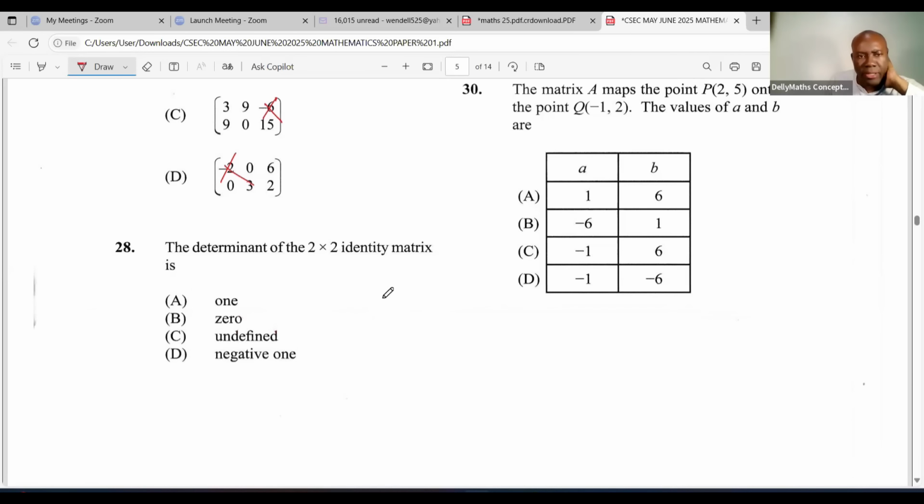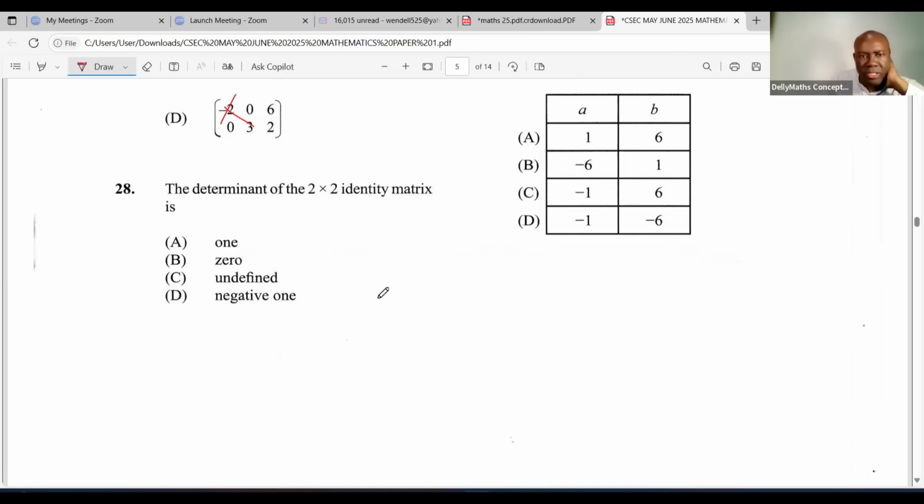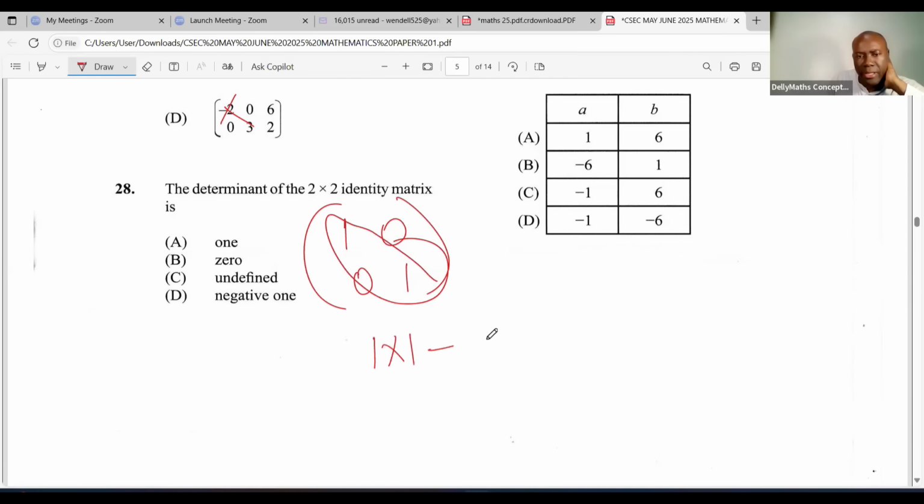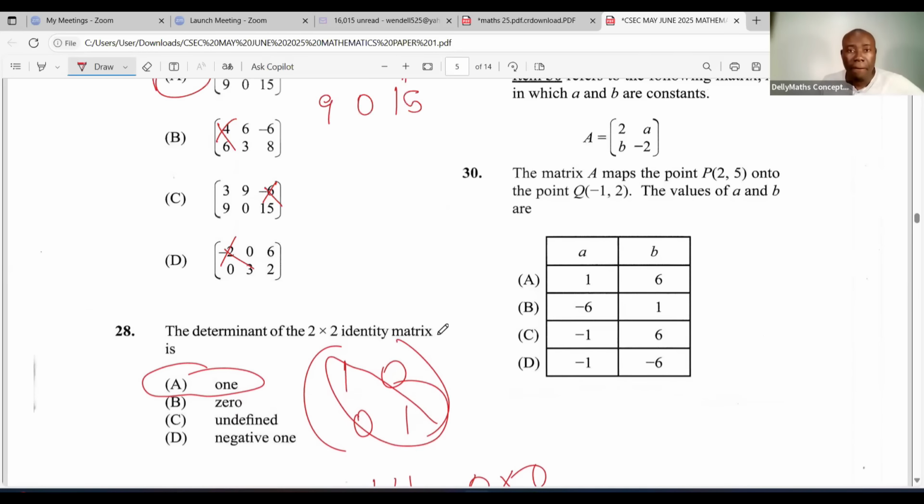The determinant of a 2 by 2 identity matrix is what? Well, we saw this question more than one time. The product of this, which is 1 times 1 minus 0 times 0, is 1. So basically the determinant of an identity matrix is 1, right?